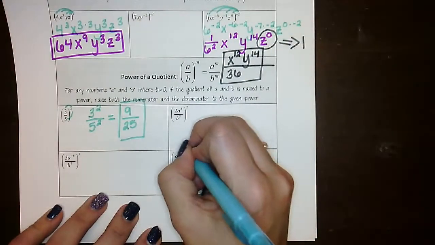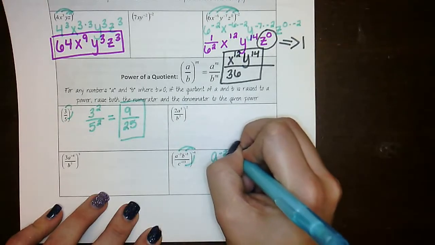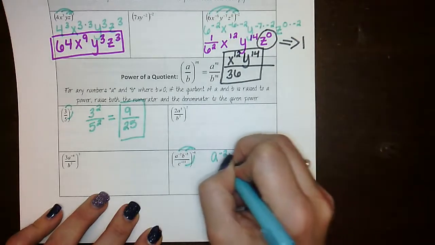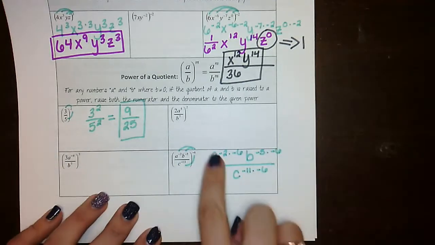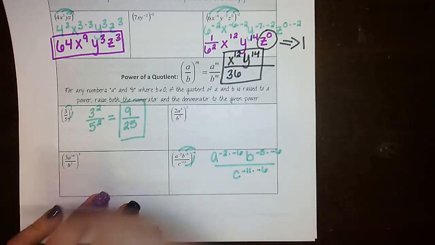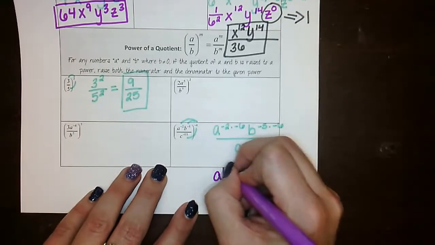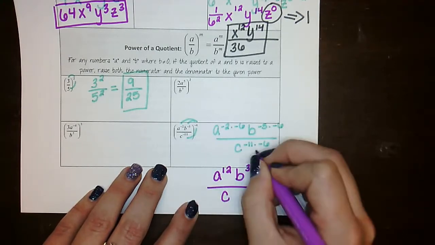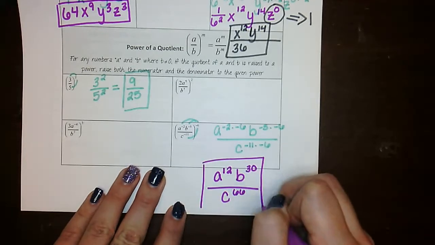Look at this last one. It goes to each piece. So I have a to the negative 2 times negative 6, b to the negative 5 times negative 6, c to the negative 11 times negative 6. And what I noticed already is that all of these are going to become positive because they're all negative times negative. So this will be a to the 2 times 6 is 12. b, 5 times 6 is 30. c, 11 times 6 is 66. And I have already simplified.